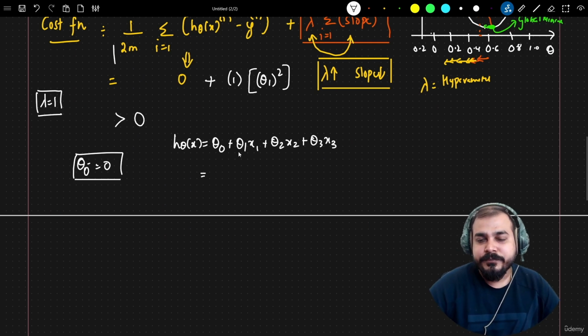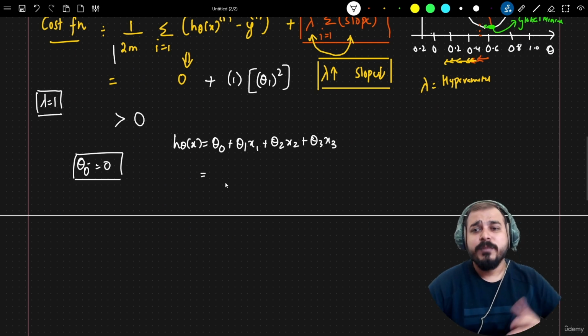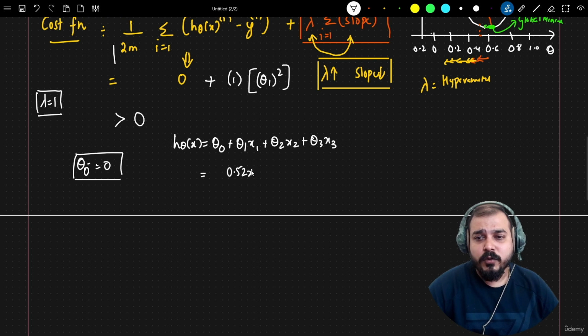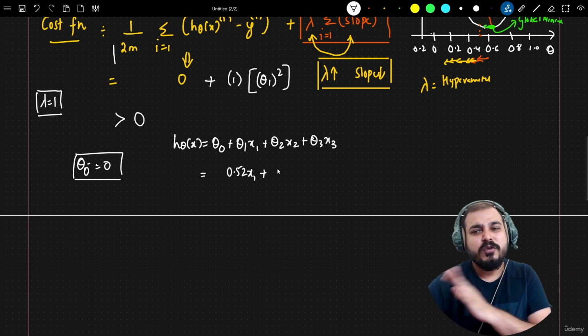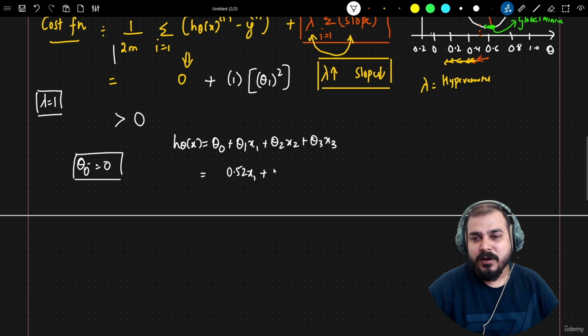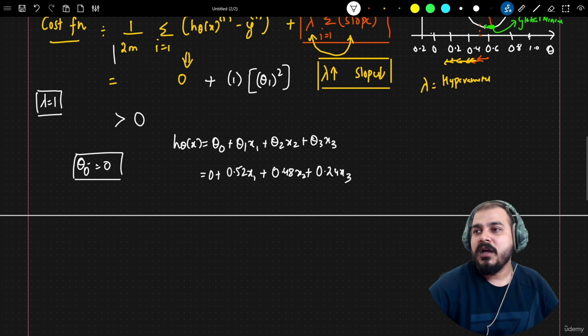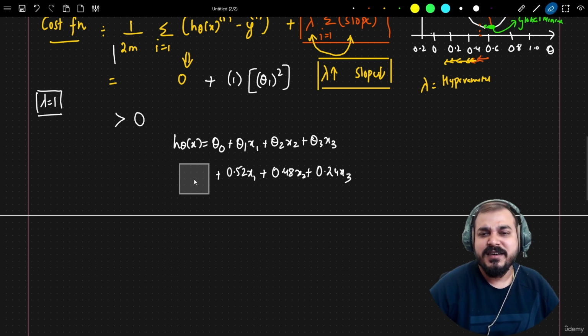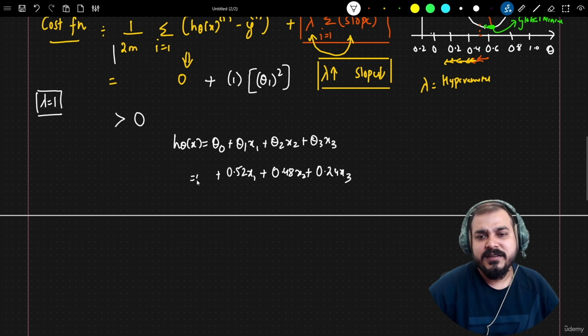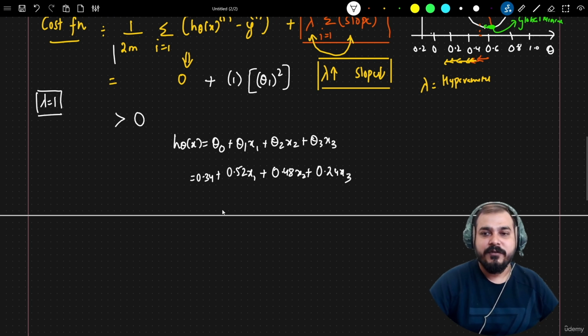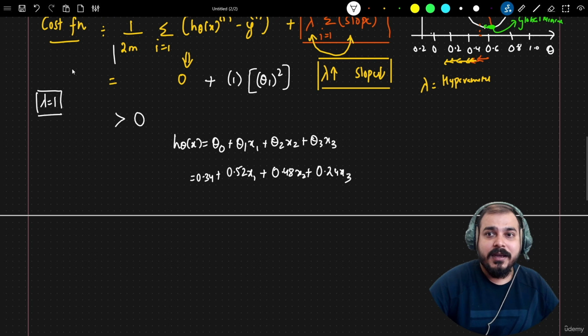Now let's consider that my theta 1 value, I'm assuming, I got somewhere around 0.52 x1. I'm just assuming theta 1, theta 2, theta 3. Let's say over here I got probably 0.48, and here I got probably 0.24 x3, right? Suppose I got these values, and obviously I have theta 0 as 0. If I don't want to even take this, let's consider some different theta 0 value. So let's say this is 0.34. My intercept is 0.34.